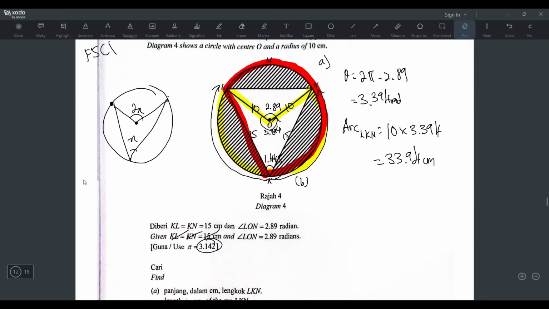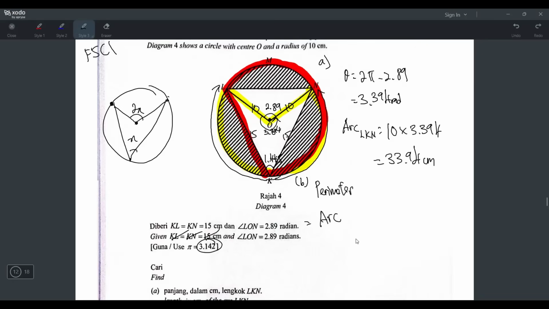So when you find the perimeter, you will just take this one plus this one. It means for the perimeter, you will take the arc LMNK plus the chord, and the chord is LK. Okay, that's how you find the perimeter of the red color segment.